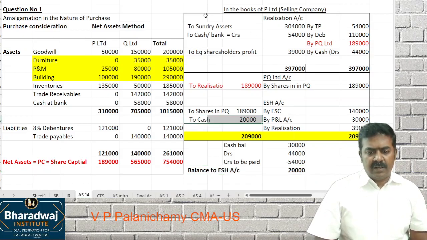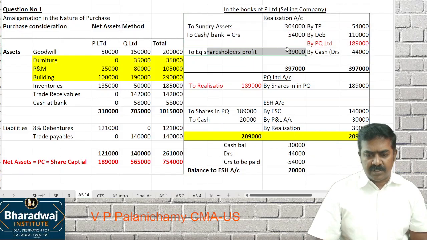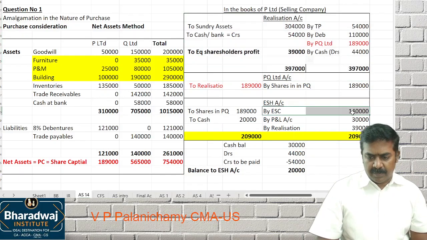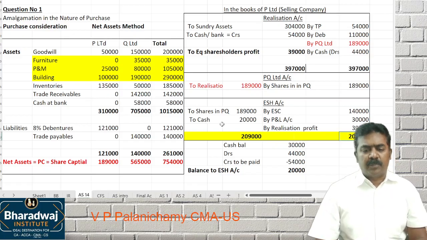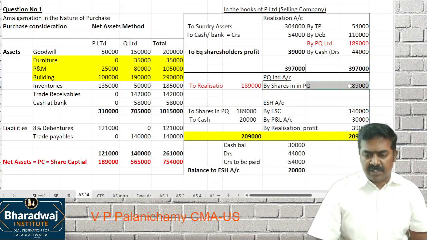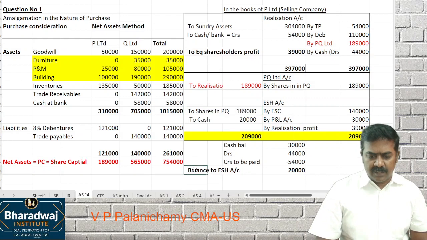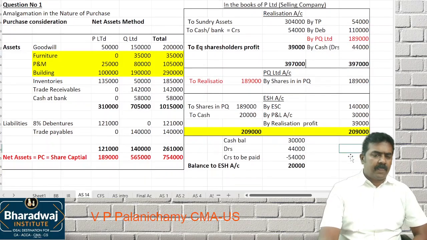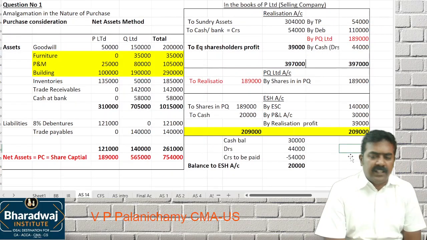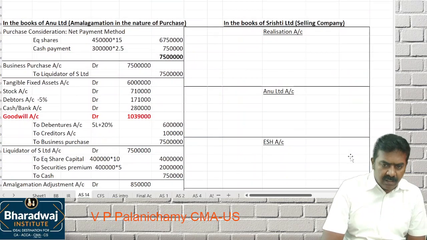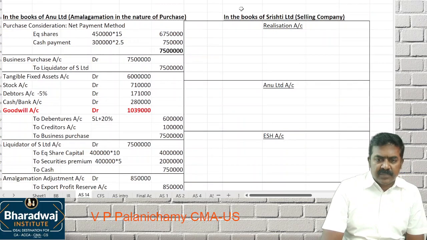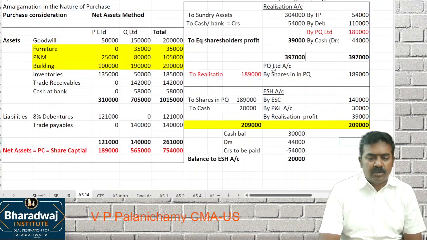Then we close the realization account, we get a profit of how much? 39,000. Capital, P&L account, realization profit 39,000. Totally 2,09,000 we have to pay. How to pay? We got shares in PQ, 1,89,000. The balance left in cash will be given to whom? Equity shareholders. This is the books of which company? Selling company. Now what I request is take up this. Then try in the books of which company? Srishti Limited. At home you try it in the books of Srishti Limited.